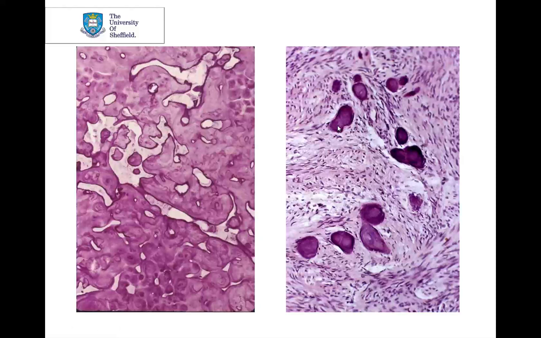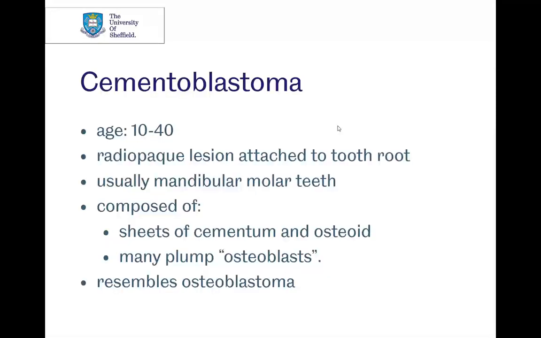As I said, there's one neoplastic lesion, and this is cementoblastoma. This again tends to occur in relatively younger patients, and it is a radiopaque lesion which is attached to a tooth root, most often the mandibular first molar tooth. And histologically, it is large sheets of cementum. It fuses with the tooth root, and it looks like an osteoblast or cementoblast, whatever you call them, lots of very active cells within that tumour.